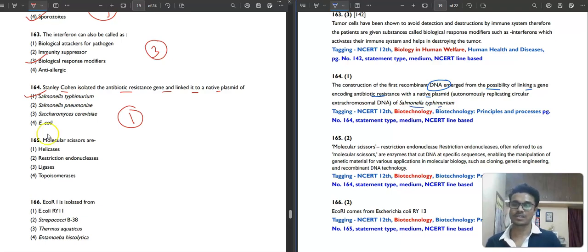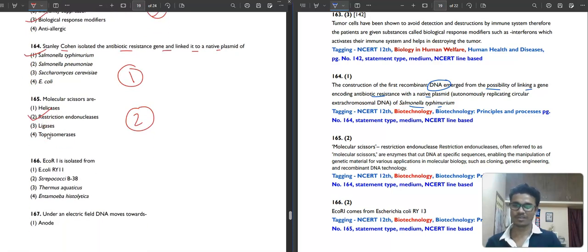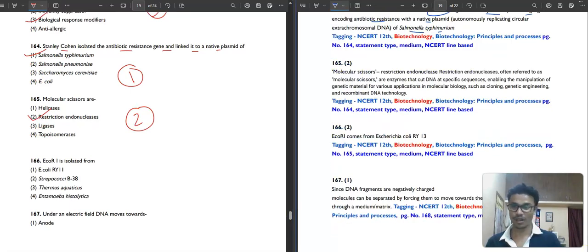The molecular scissors are what? Helicase, restriction endonuclease, ligase or topoisomerase. Easiest question. Restriction endonucleases are your molecular scissors. Question number 166. I don't know why this paper is so easy. It is so easy. You can score full marks in biology as far as now.